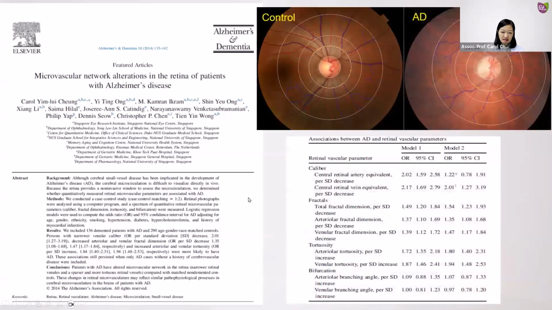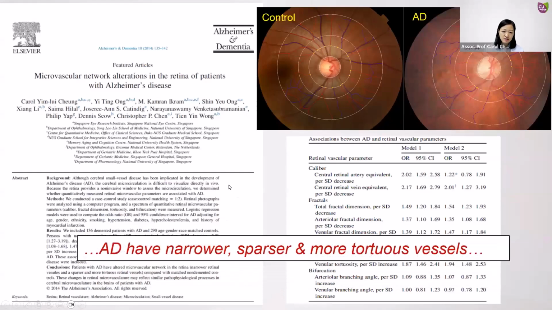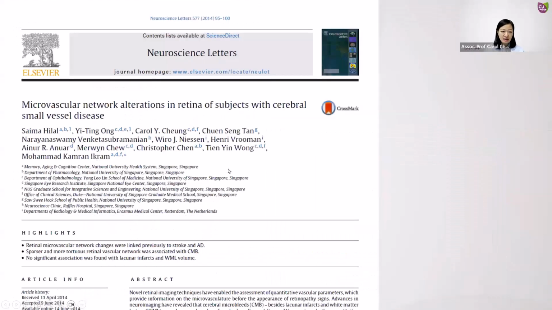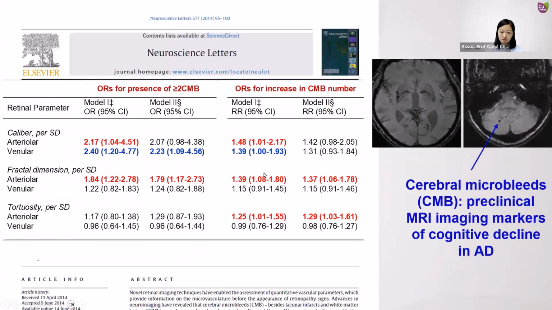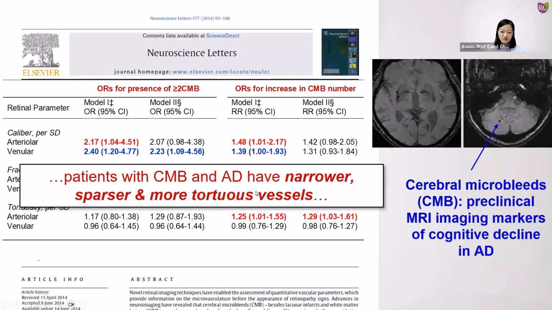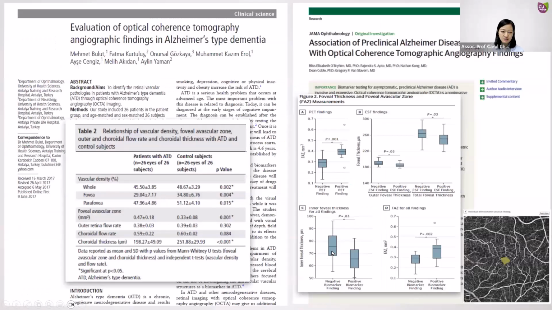We also conducted a case-control study and observed that patients with Alzheimer's disease have narrow retinal venules and sparse and more tortuous retinal vessels compared with matched non-demented controls. In another study, we correlated quantitative retinal vascular parameters with cerebrovascular diseases. We further demonstrated that retinal vascular changes, including narrower, sparse, and more tortuous vessels, have been linked to cerebral microbleeds, which are preclinical MRI imaging markers of cognitive decline in Alzheimer's disease.